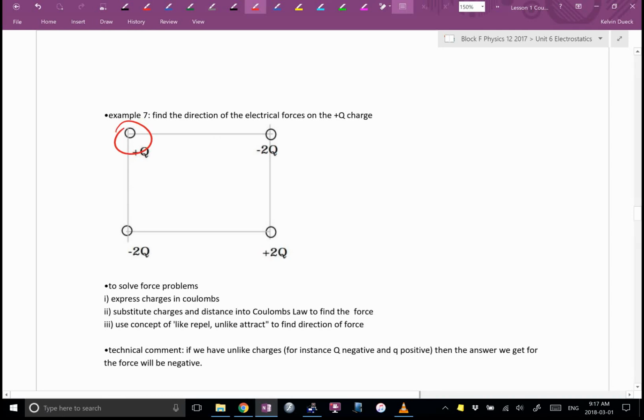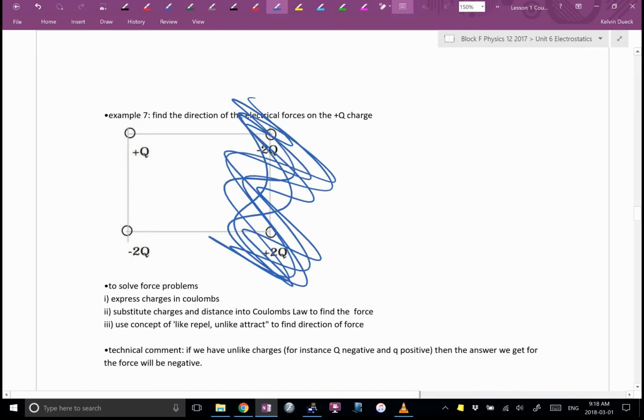We use something that we call, here's your fancy word, the principle of superposition. And what does that mean? It means you only do two charges at once. So in your mind, scribble out those two. Don't do it actually, but I will. What direction is the force on this from that? We're going to use like repel, unlike attract. So what direction is the force on this from that? Let's draw a little arrow pointing that way.